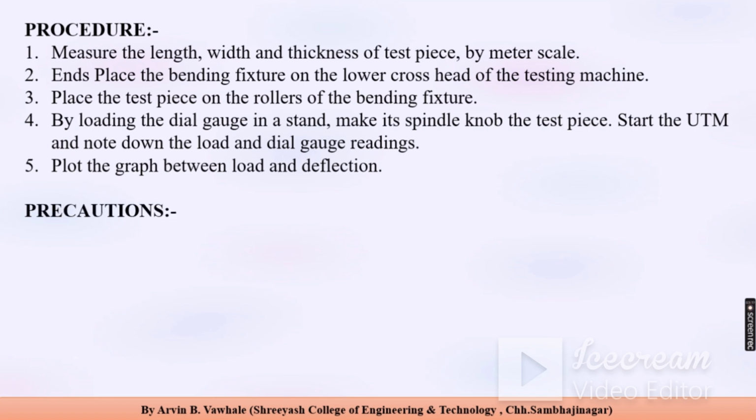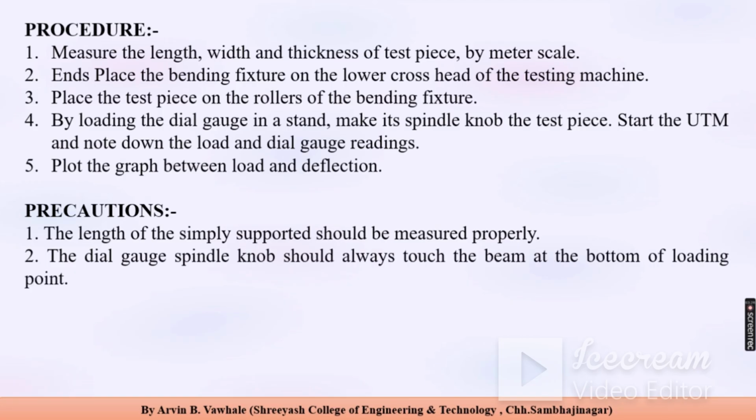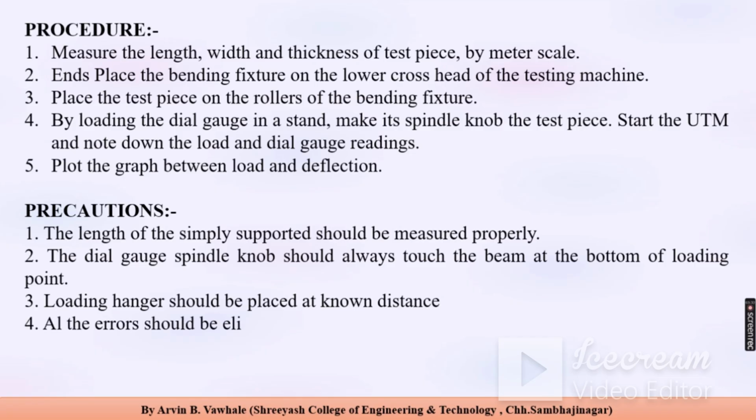Precautions: 1. The length of the simply supported beam should be measured properly. 2. The dial gauge spindle knob should always touch the beam at the bottom of the loading point. 3. The loading hanger should be placed at a known distance. 4. All errors should be eliminated while taking readings. 5. The beam should be positioned horizontally.